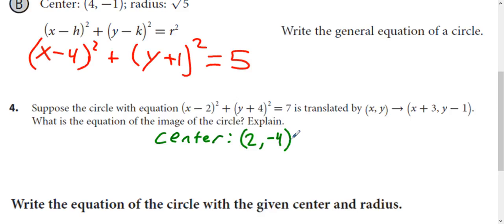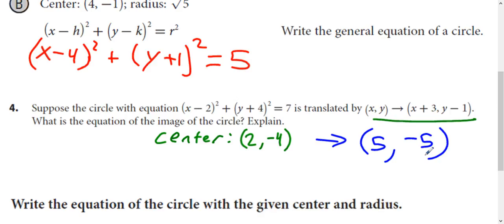So if we move that center using this rule, this is saying you go 3 to the right and down 1, or you add 3 to the x and you subtract 1 from the y. Our new center goes to 5, and then negative 4 minus 1 will be negative 5. That's our new center after the translation. The radius does not change, so this 7 over here is going to stay the same. It's going to stay a 7 because we didn't dilate it, we just moved it.